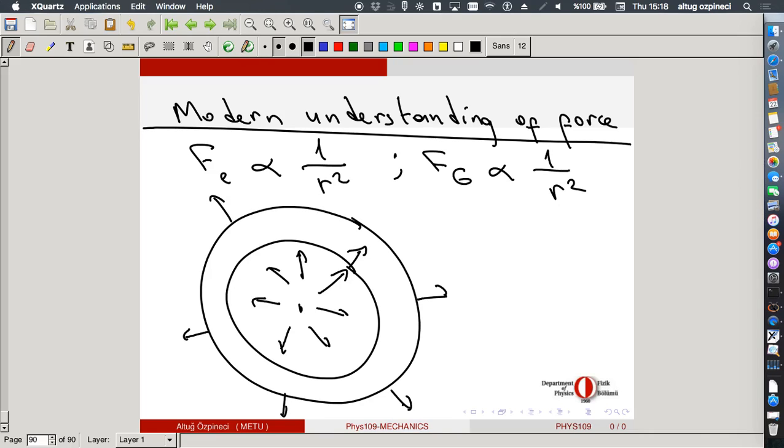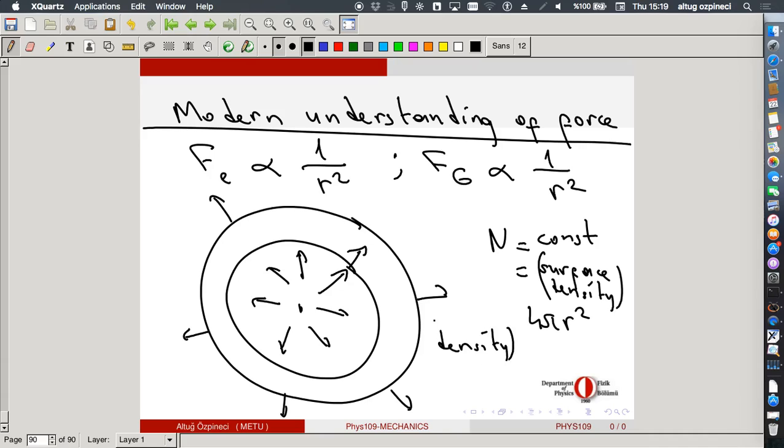But since the photons are being distributed on the surface of the sphere, their number is constant. The number will be the surface density times the area of the sphere. Okay, what is the area of the sphere? 4 pi r squared. So the density of photons that comes in my direction from him is proportional to 1 over r squared.